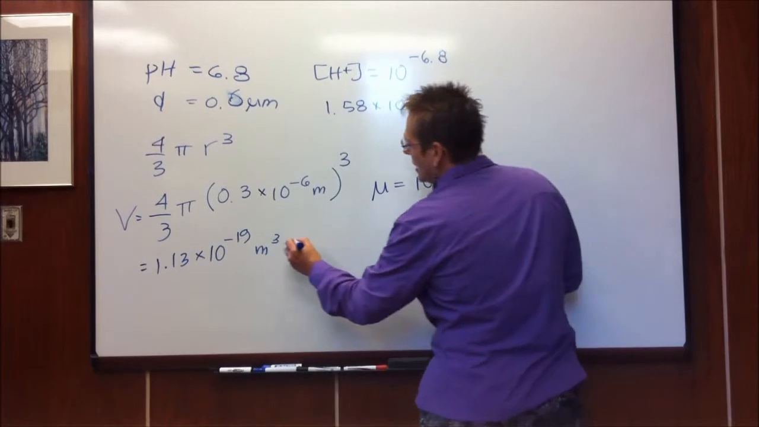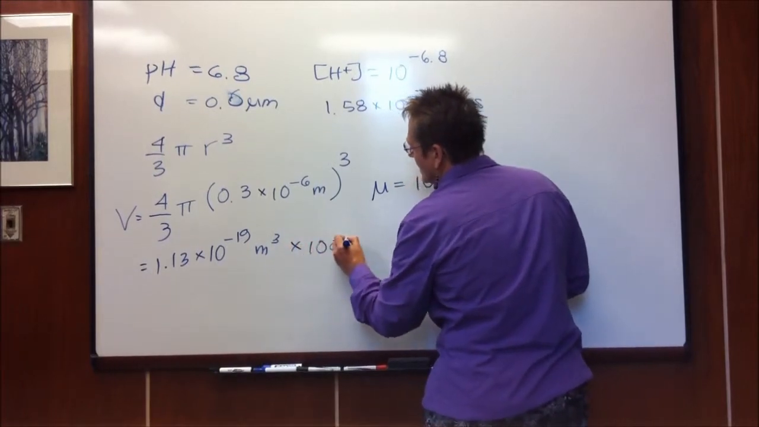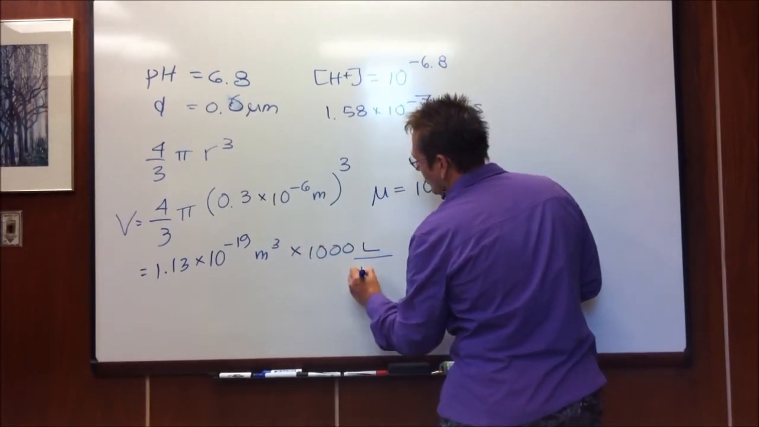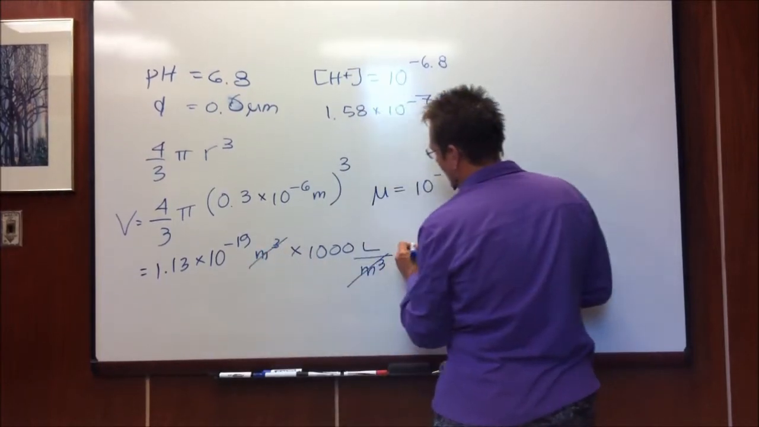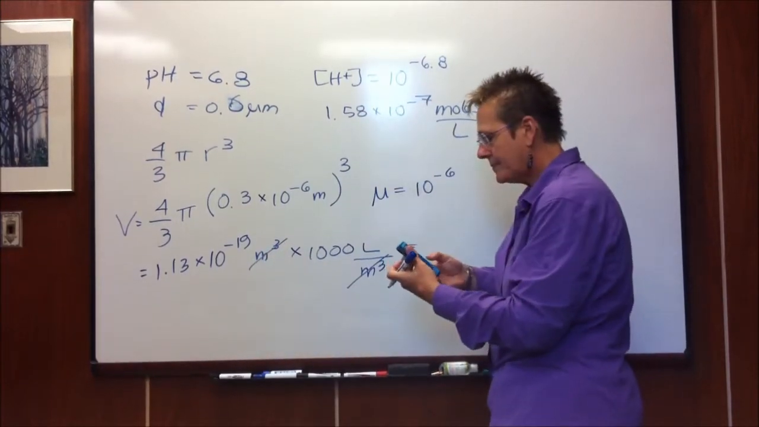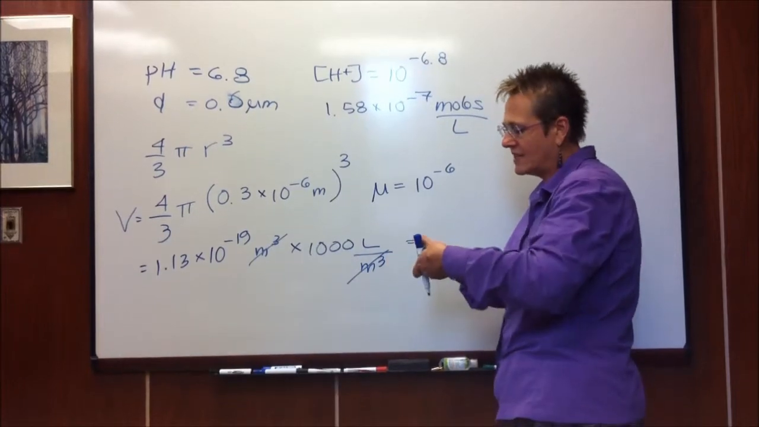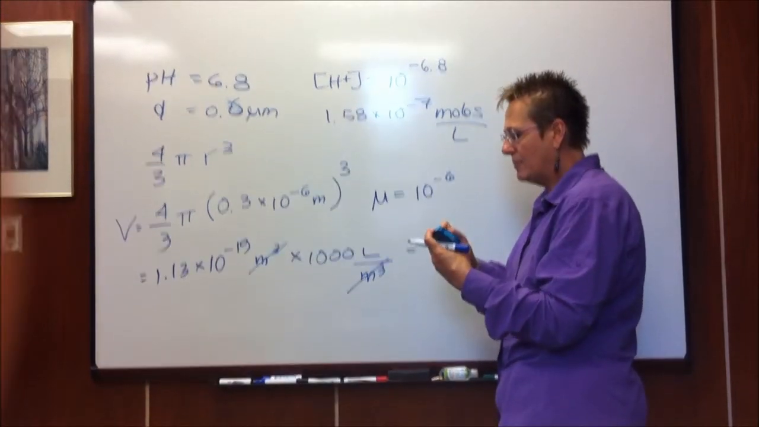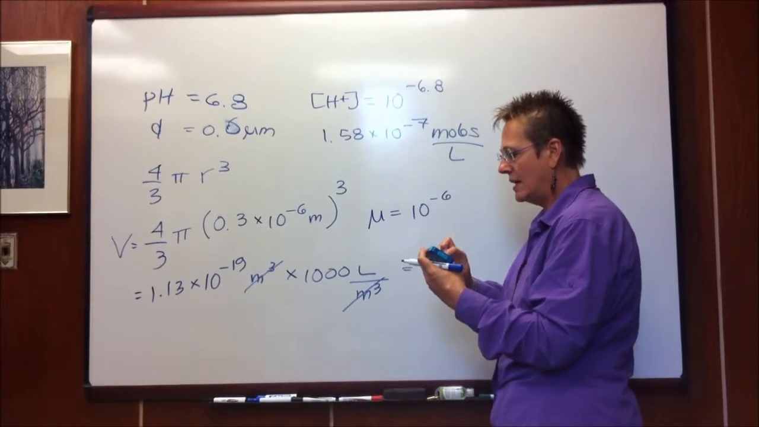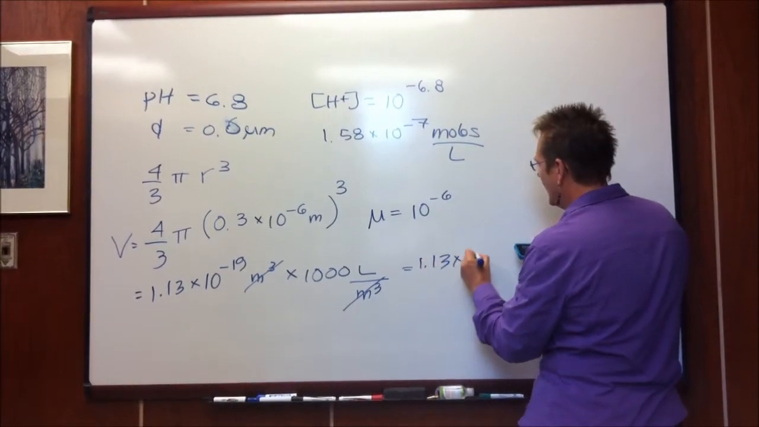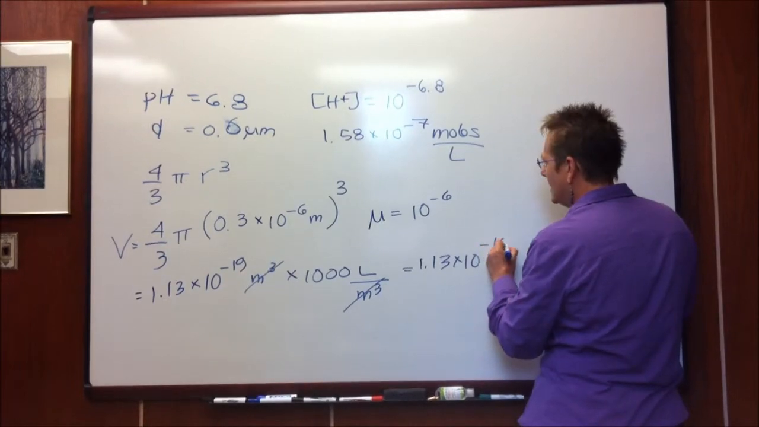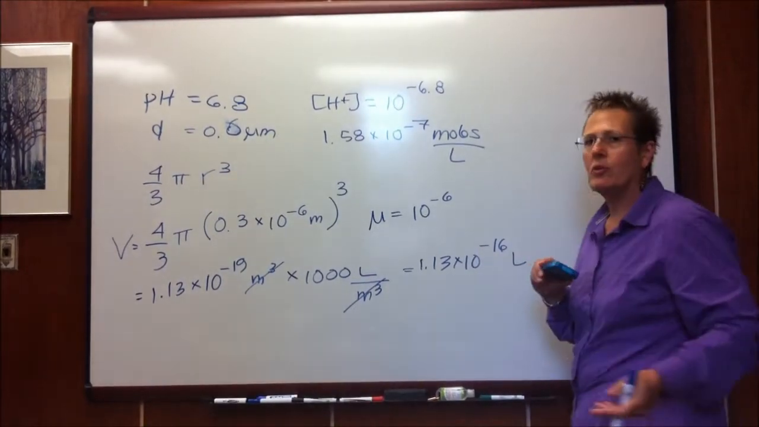All right. Now, our concentration is in liters, not meters cubed, so I need to convert meters cubed to liters. I know that there are 1,000 liters in a meter cubed. It's going to allow me to cross out these units and get into liters. So I'm going to take that number that I got, multiply by 1,000, and I'm going to be at 1.13 times 10 to the minus 16 liters. That's my volume of a Prochlorococcus cell.